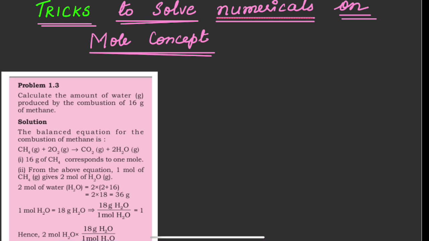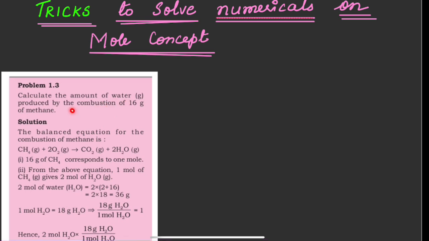Write the balanced chemical equation. So equation will not be given. You have to write the balanced chemical equation. So here it is given combustion. So how to write the equation for combustion? I have already made a video on this, the tricks to write the reaction and also balance the combustion reaction. I have made previously one video. You can go to the playlist and you can check this video.